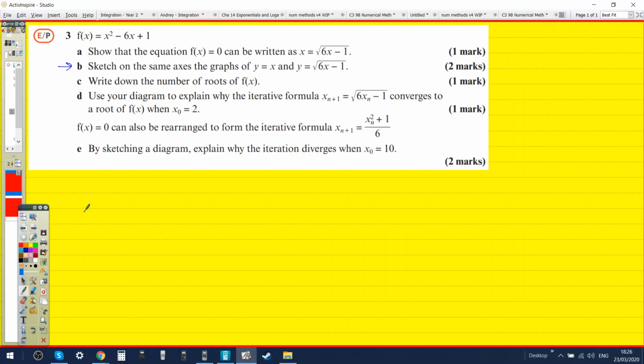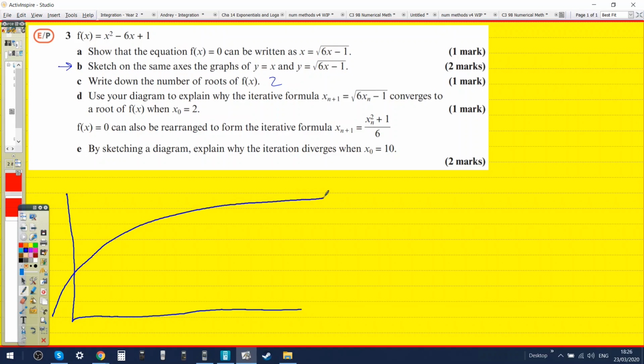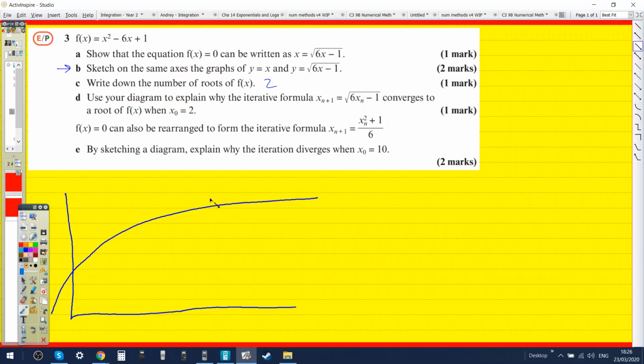And then, how do you do D? So D: use your diagram to explain why the iterative formula converges to a root when x0 equals 2. I'm not sure how to answer that. You would just do a staircase or cobweb diagram.